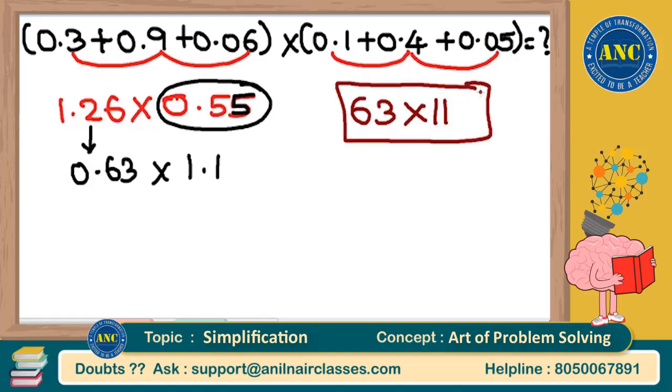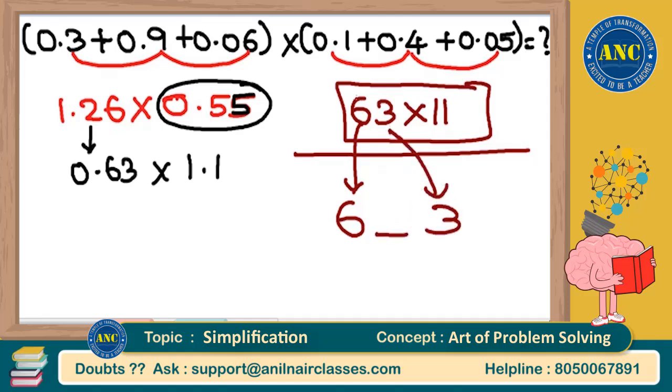I told you a beautiful shortcut to multiply 63 into 11. Write down 6, write down 3, and then the middle term is the sum of these two. 6 plus 3 is 9. Answer is 693. But I should keep the decimal after one place and after two places, that means after three places.